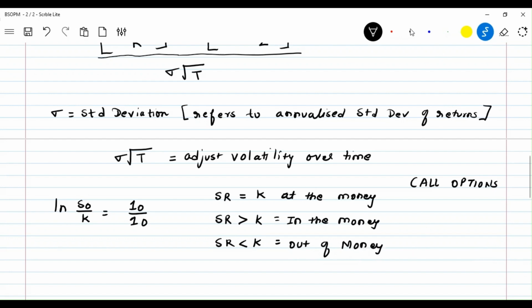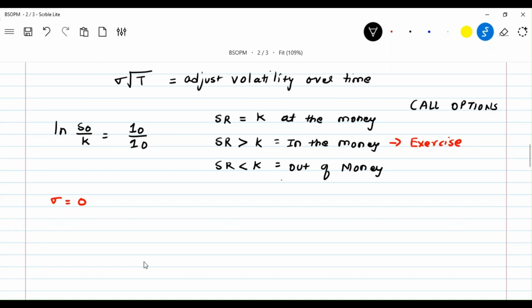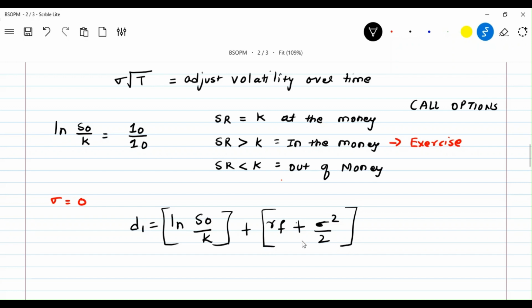So if I ask where a call option holder will exercise, you will say that he will exercise here, right? So let's assume that we are going to calculate D1 assuming the standard deviation as 0. In order to calculate D1, D1 is equal to ln of spot rate divided by K, plus RF, plus variance divided by 2, multiplied by time, and this whole divided by standard deviation with respect to the time.